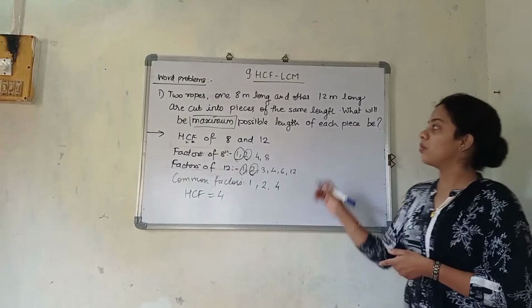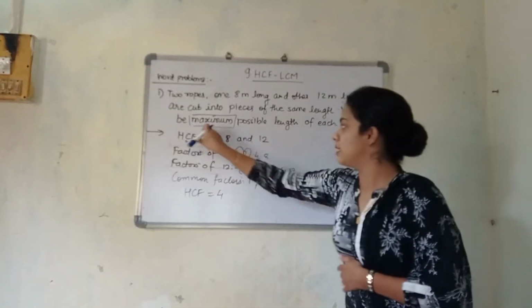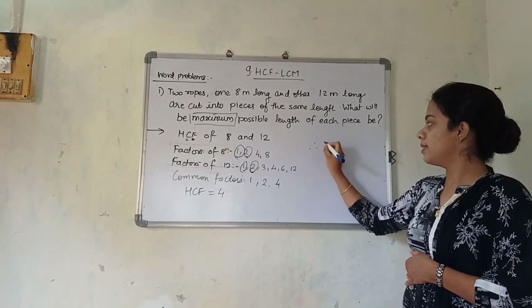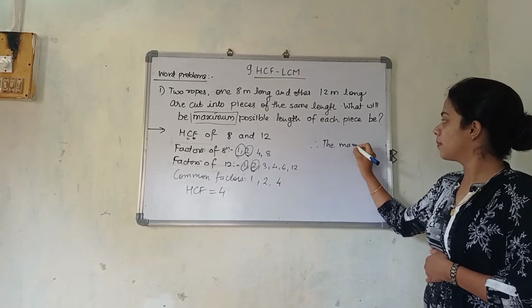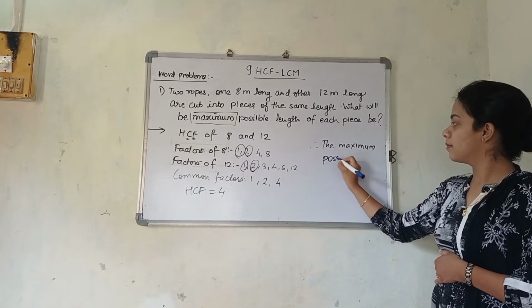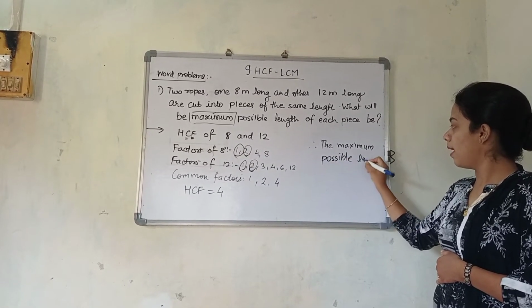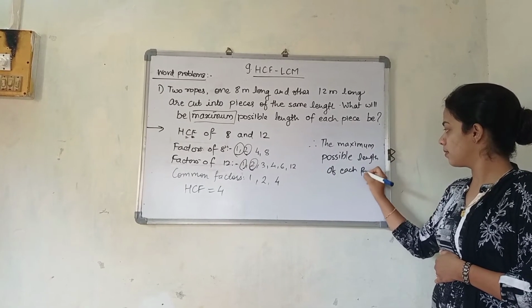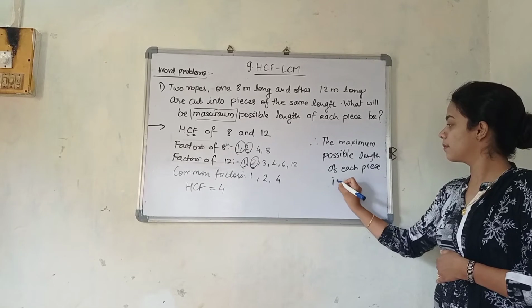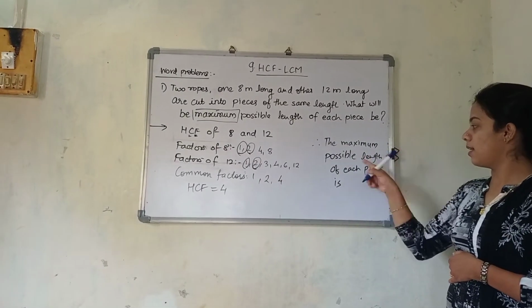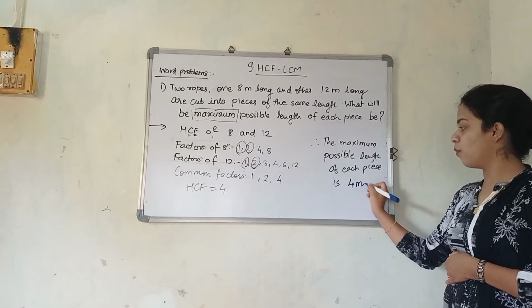Now what is our question? What will be the maximum possible length of each piece? Therefore our answer is the maximum possible length of each piece is, what we got answer? 4. So the maximum possible length of each piece is 4 meter.